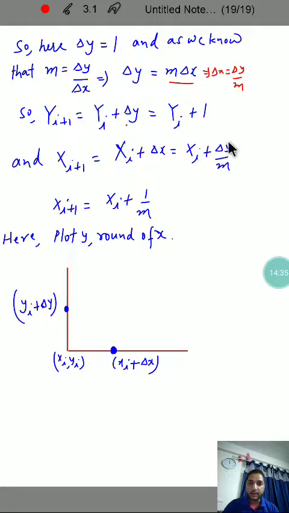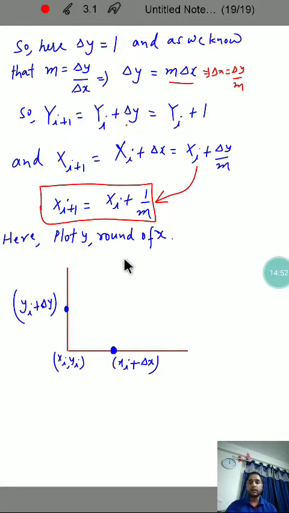So वही लिखा मैंने यहाँ पे delta y by m. So delta y का हमारा क्या है? यूनिट इंक्रीमेंट, that is 1. So this equation will become now, that is xi plus 1 will be xi plus 1 by m. तो एक तो आपको ये इक्वेशन ध्यान रखनी है, that is if slope is coming greater than 1, then xi plus 1 will be xi plus 1 by m.